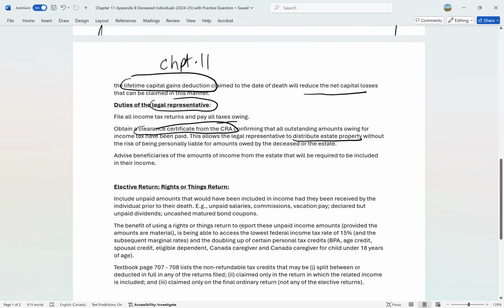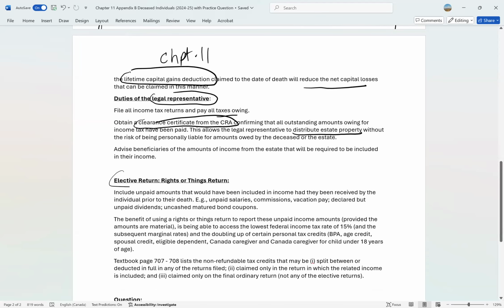There's also an elective return that can be filed in the year of death. Normally the deceased individual would have to make sure that their regular tax return is filed, but there's an additional return called the rights and things return. Certain amounts can go on this additional return. This is basically just another T1 return. It's just called the rights or things return.